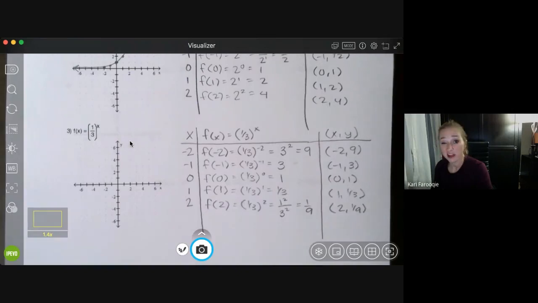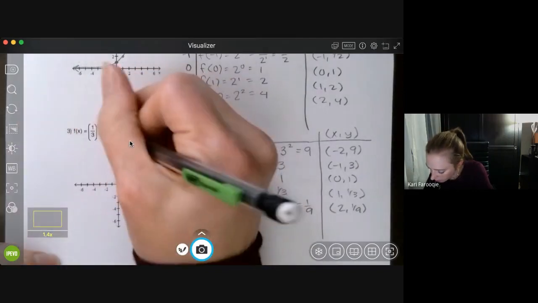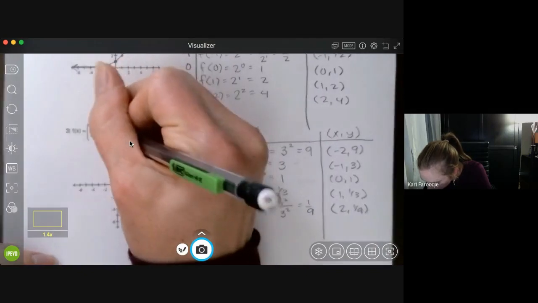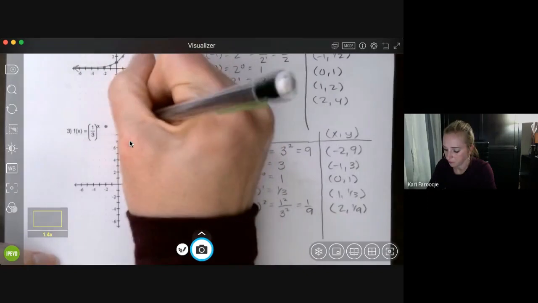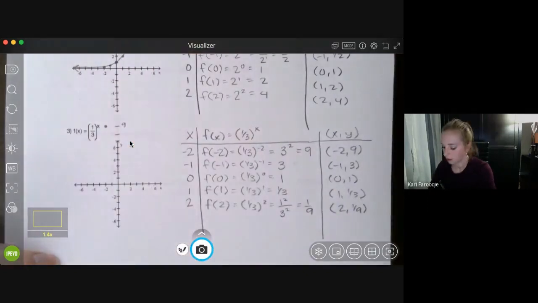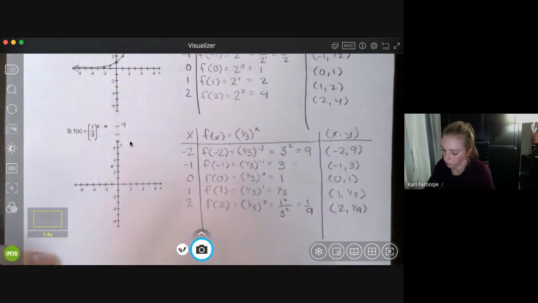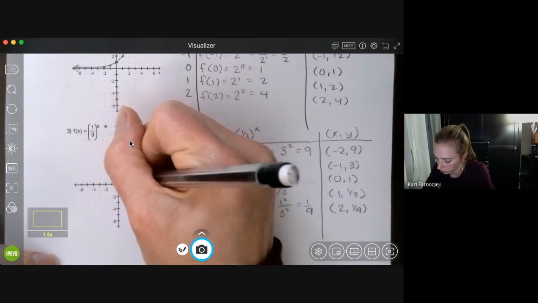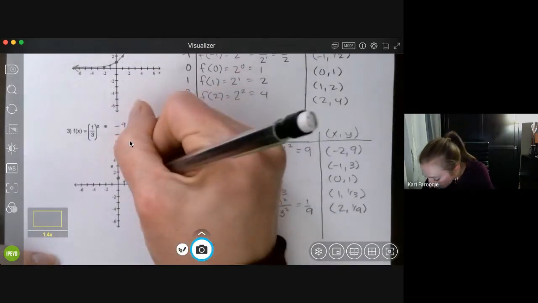So let's go ahead and plot these points. -2, 9. Oh, I guess we don't have 9. We can fix it. We can make it be on here. 7, 8, 9. -1, 3. 0, 1. 1, 1/3, and do the best you can with these really small values. 2, 1/9.